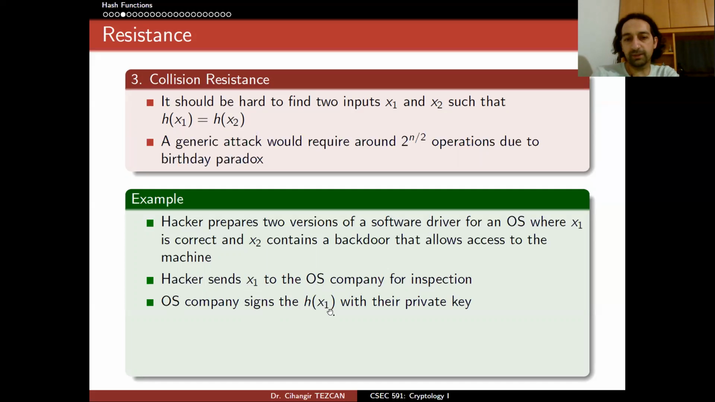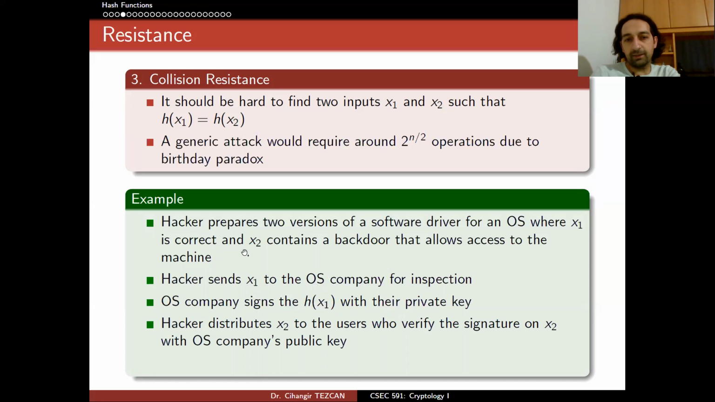This area is related to digital signatures. The operating system company signs the hash of X1 with their private key. But since the hash of X2 is also the same as this hash value, the hacker distributes X2 to the users, so they may put it on the web.